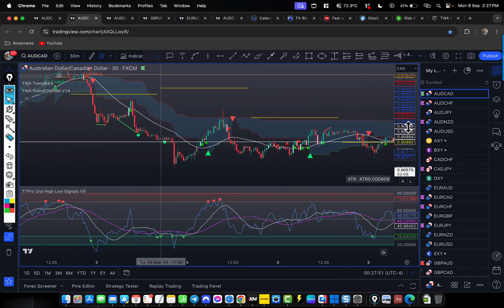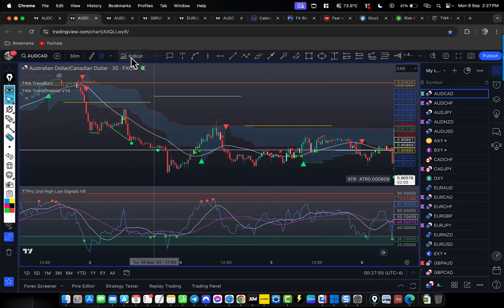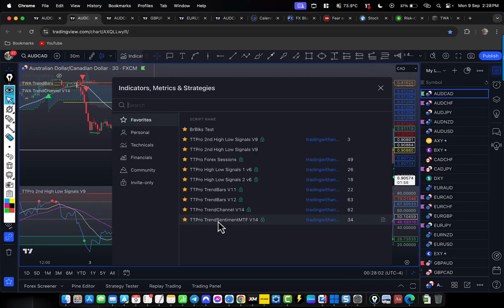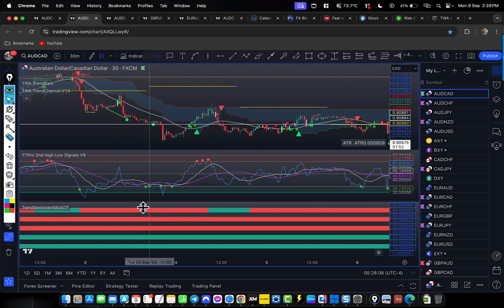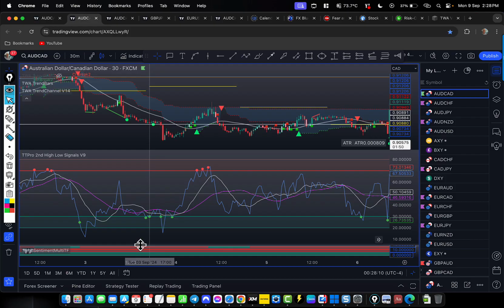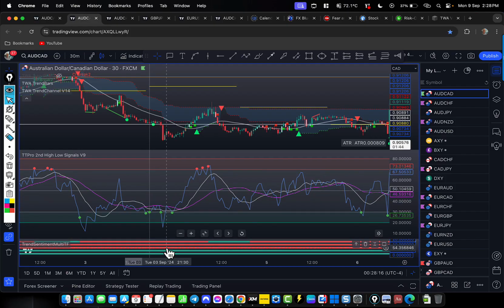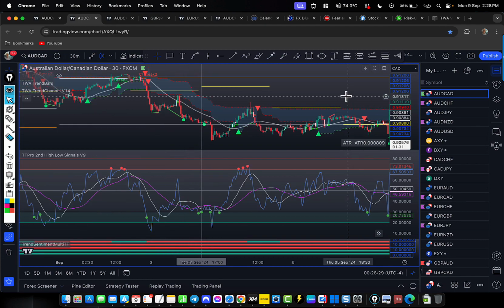But if the higher time frame is trending bearish, and in this case you'd want to introduce these indicators, the trend sentiment, if you're going to use this on the lower time frame, you want to know that the 4 hour is trending red, so it is. You can see that this is the third bar up on the bottom here. Now you want the higher time frame to be in your favor.